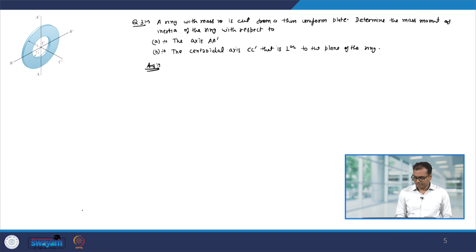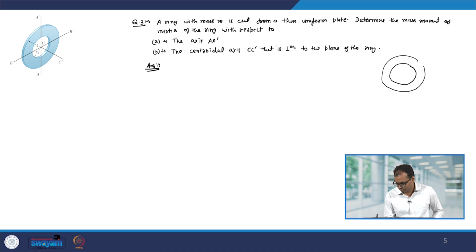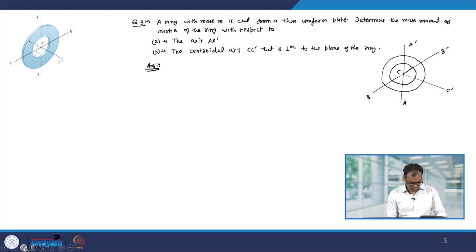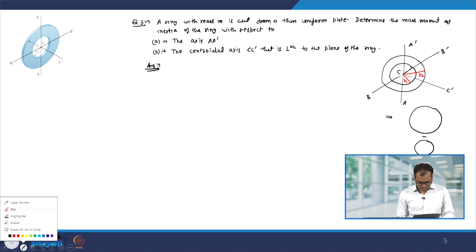Okay. So, here the moment of inertia of this ring, let us say this is your A prime and this one is B prime, and then we have C prime. Okay. So, this radius is R2 and this is R1. Now, the moment of inertia of this assembly will be equal to the moment of inertia of the outer ring minus the moment of inertia of the inner ring. Okay. So, let us calculate.